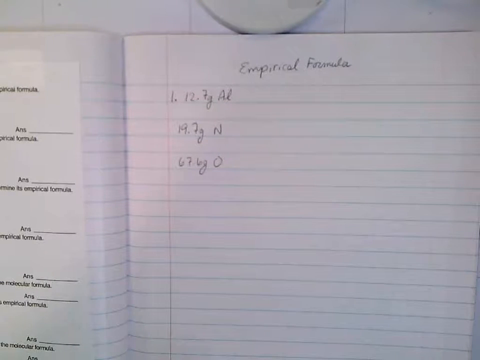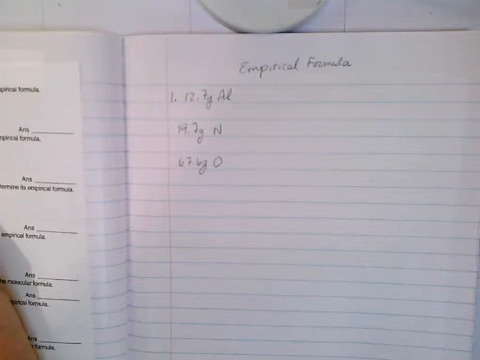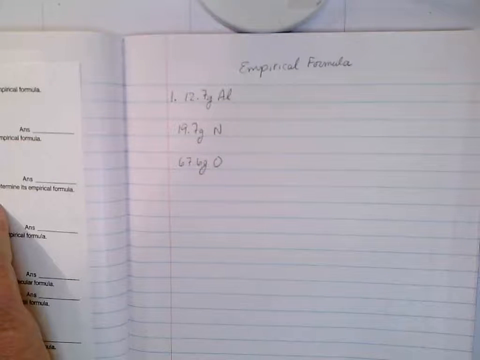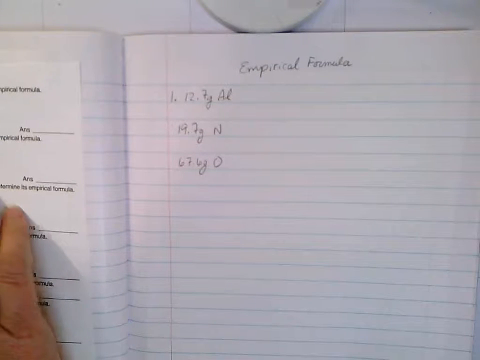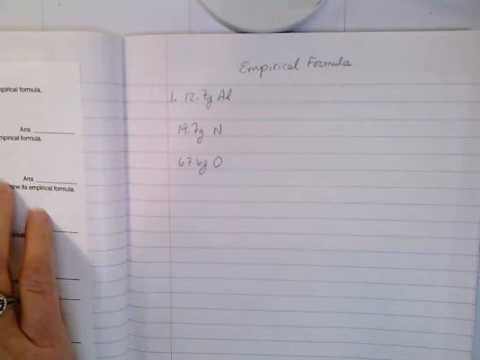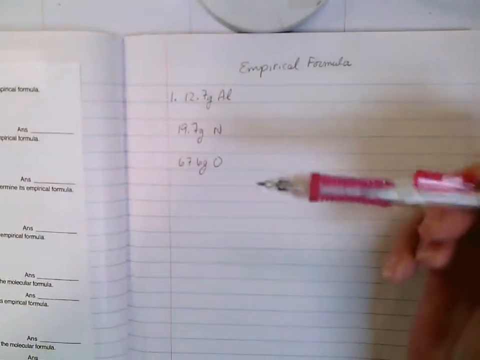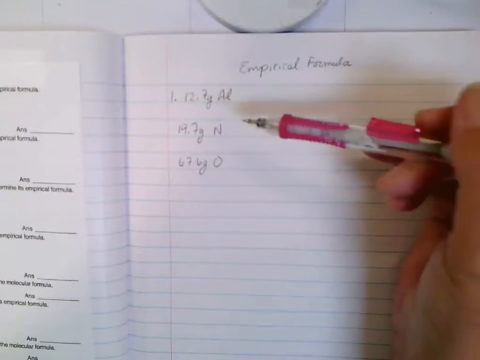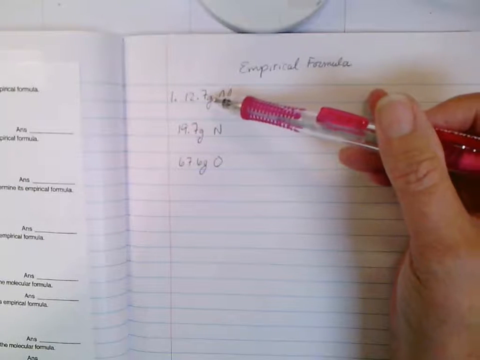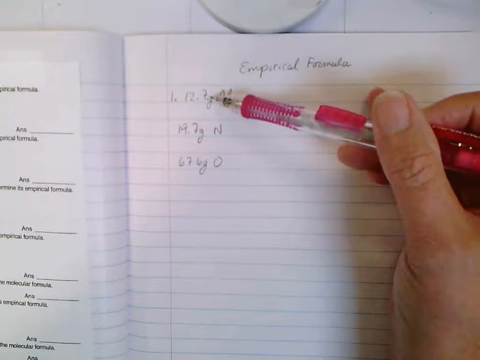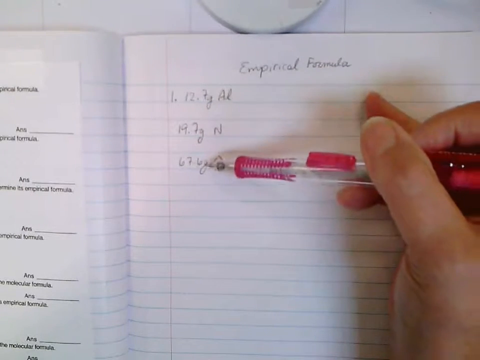Okay, so let's talk about empirical formulas. In your worksheet 4.5.2, question number 1 says a compound is 12.7% aluminum, 19.7% nitrogen, and 67.6% oxygen. So the first thing I did is just assume 100 grams. And so now I've converted from percentages to grams.